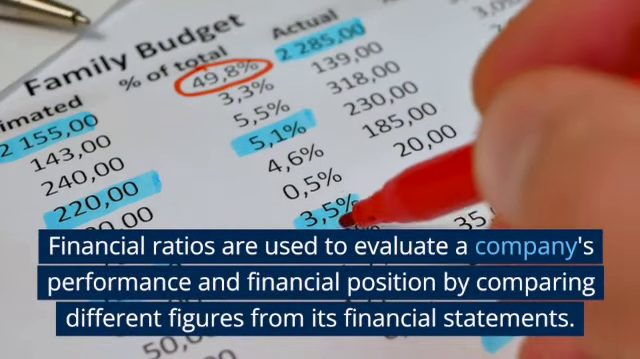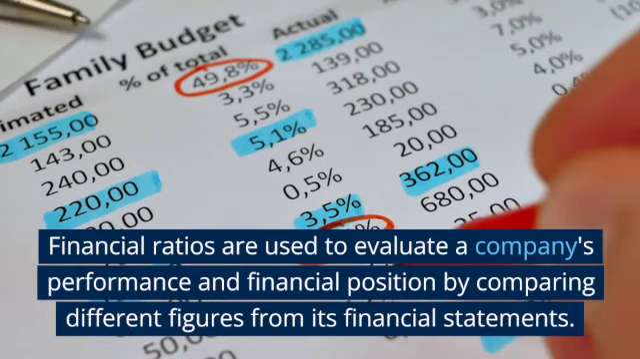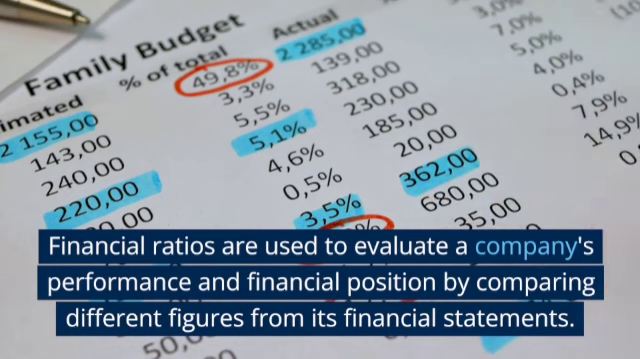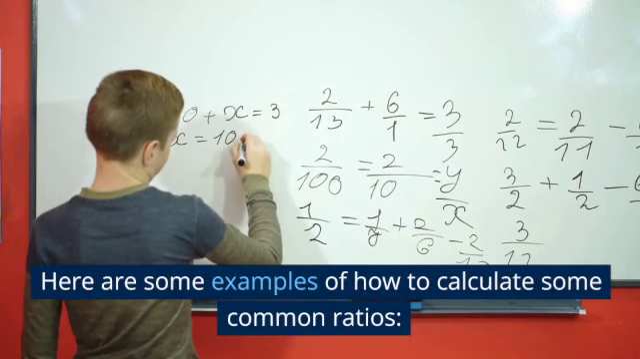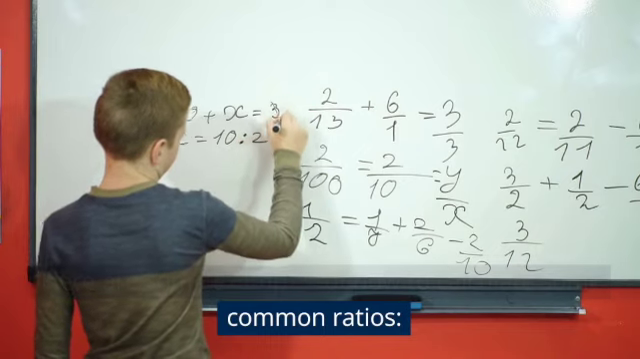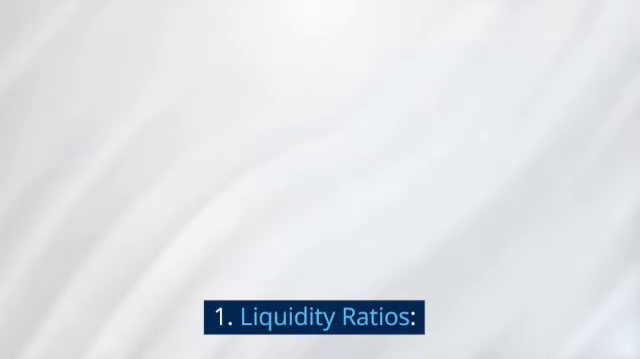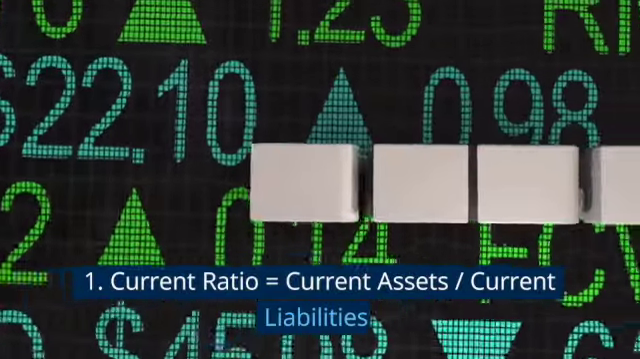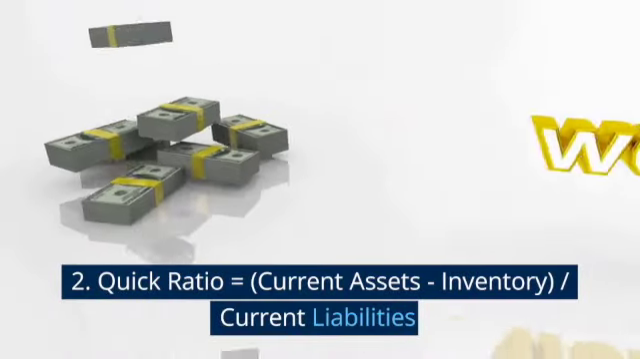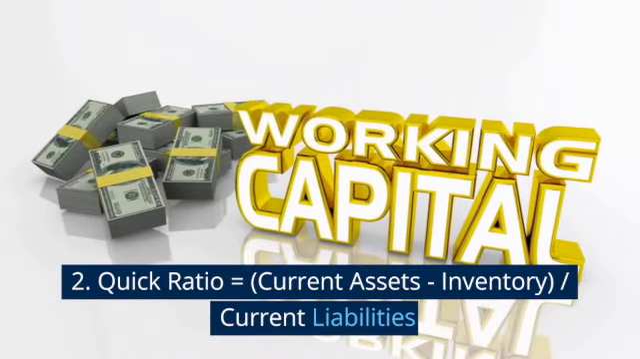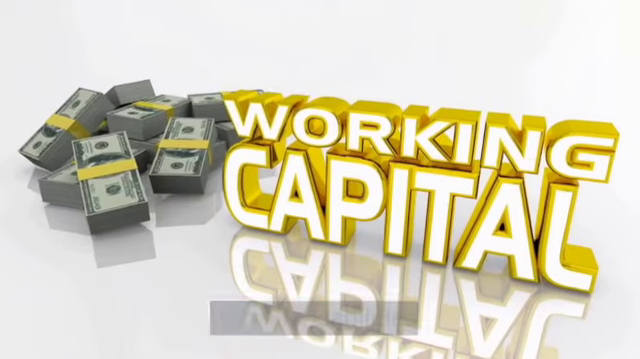Financial ratios are used to evaluate a company's performance and financial position by comparing different figures from its financial statements. Here are some examples of how to calculate some common ratios. 1. Liquidity ratios. 1. Current ratio equals current assets divided by current liabilities. 2. Quick ratio equals current assets minus inventory, divided by current liabilities.